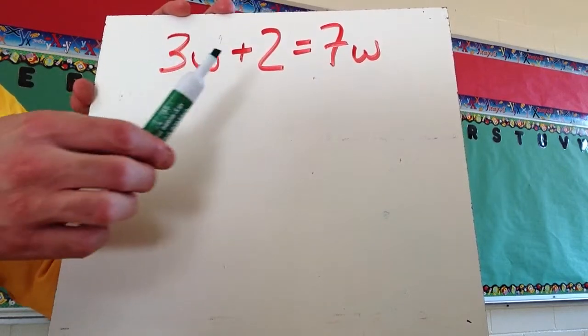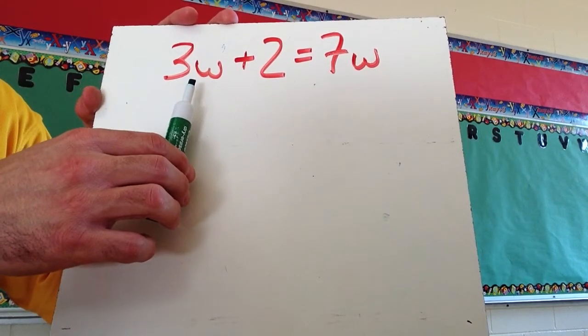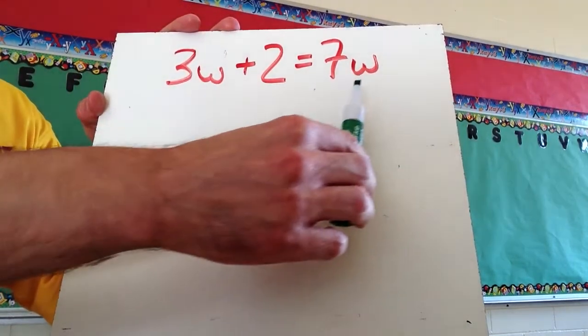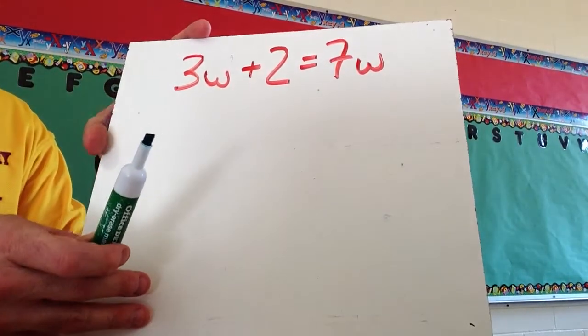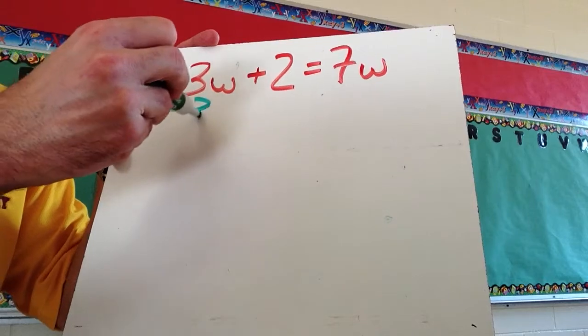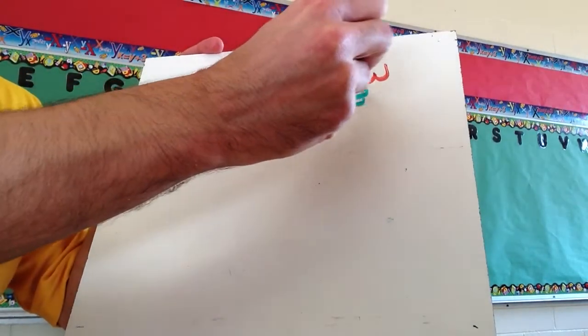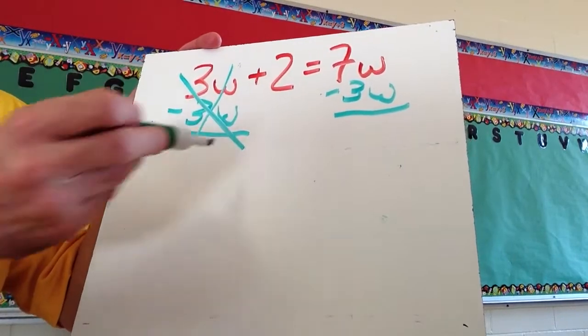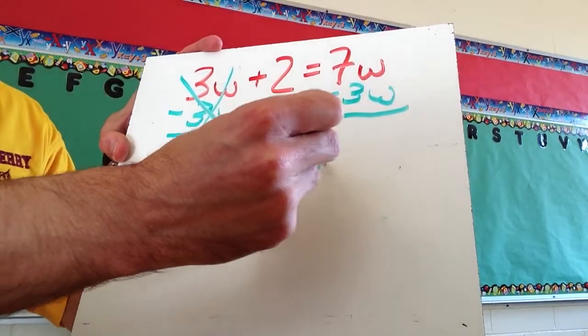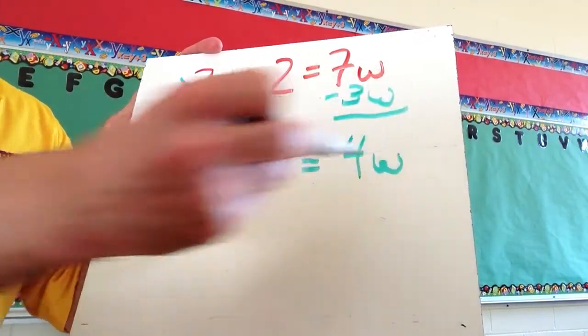Now in this particular problem, it may be easier for me to move the 3w over to the right side, meaning that the w will end up on the right, and that won't matter. So I'm going to subtract 3w. 3w minus 3w is 0. This leaves me with 2 equals 4w.